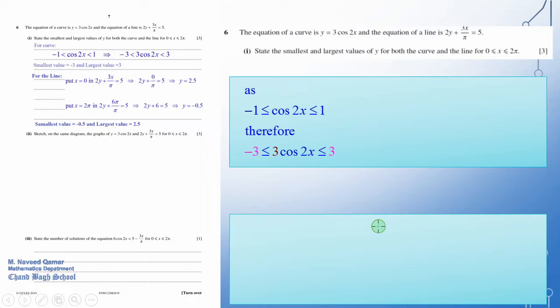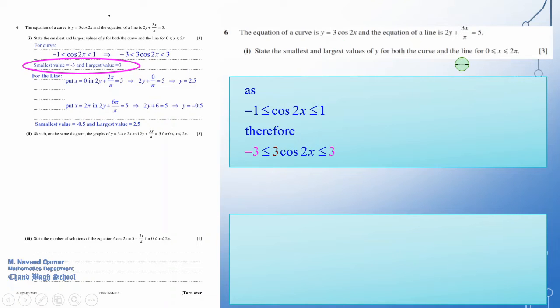Here we have question number 6. In this problem we have to find the maximum and minimum value of a curve and a line. The curve is y is equal to 3 cos 2x. We know that the maximum value of cos 2x is 1 and the minimum value is minus 1. Now multiplying this inequality by 3, we have the maximum and minimum value, that is 3 and minus 3.